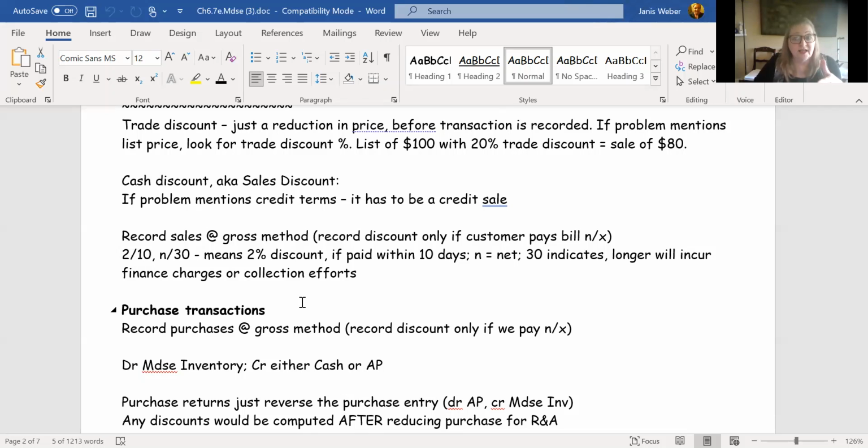And if you have a trade discount, in the example I've given here on my note sheet, if it's a sale of $100 list price goods with a 20% trade discount, that means you actually sold it for $80. So when you record that entry, that $100 is never going to show up at all. The sale is shown as a sale of $80 because a trade discount is just a reduction in the price. And usually it's about quantity discounts.